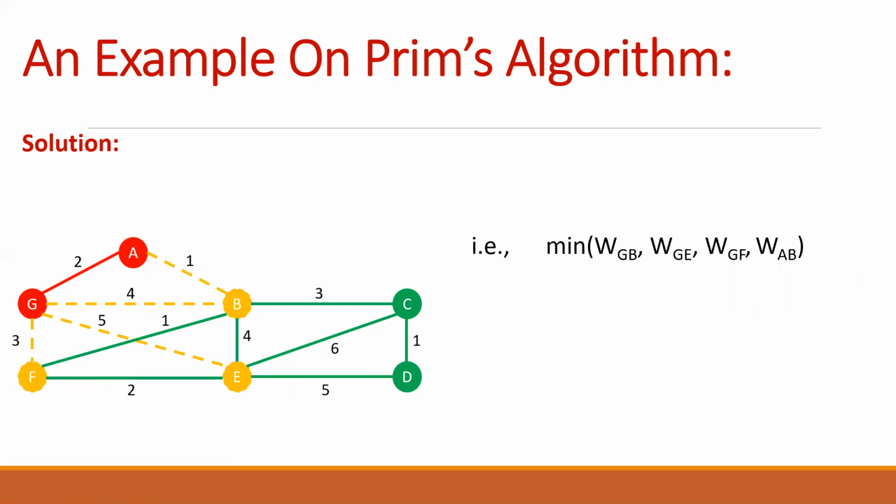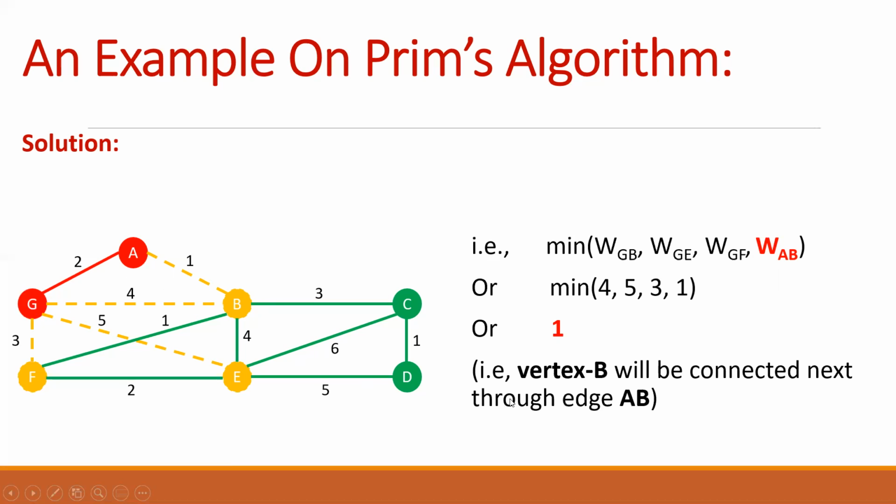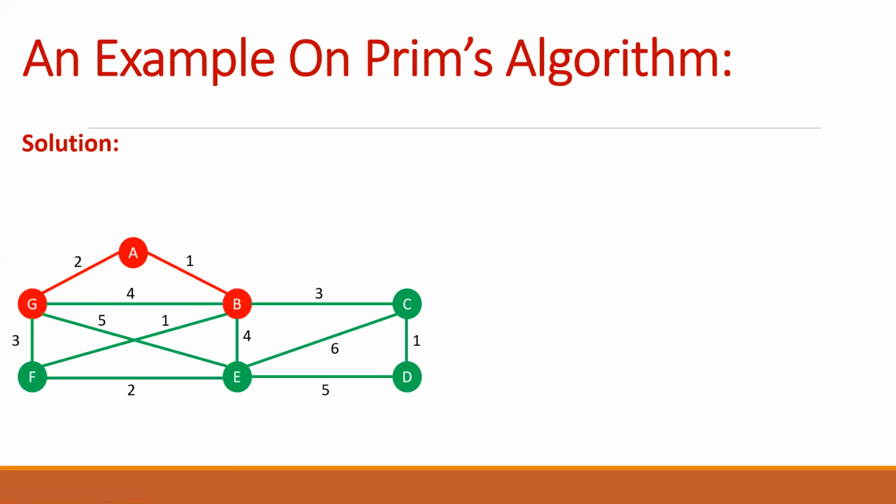So we find the weight of G to B, G to E, G to F, and A to B. And these weights are 4, 5, 3, and 1 respectively. So obviously 1 is the minimum value and 1 is corresponding to the edge AB. Means the next vertex that is to be connected to the subgraph GA will be definitely B. So connect this vertex, we get this type of subgraph.